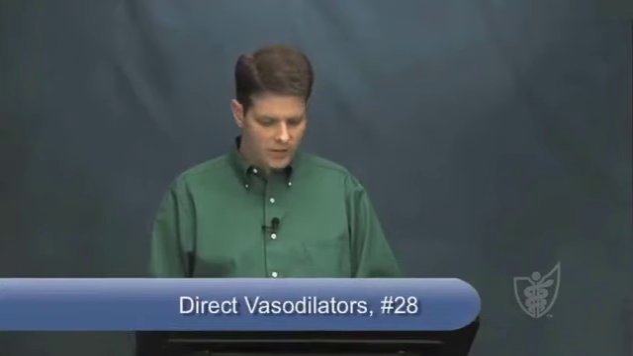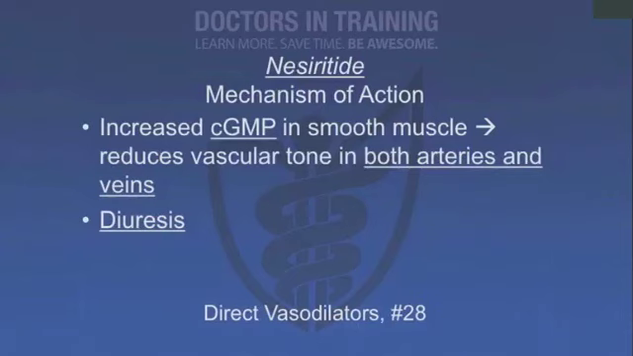But BNP and the synthetic version called nesiritide cause an increase in cyclic GMP in smooth muscle, which is going to reduce vascular tone, both in the arteries and in the veins. It also causes some diuresis. It's called a natriuretic peptide, so you can kind of guess from that it's going to cause expulsion of, or excretion rather, of sodium and excretion of water that follows the sodium.